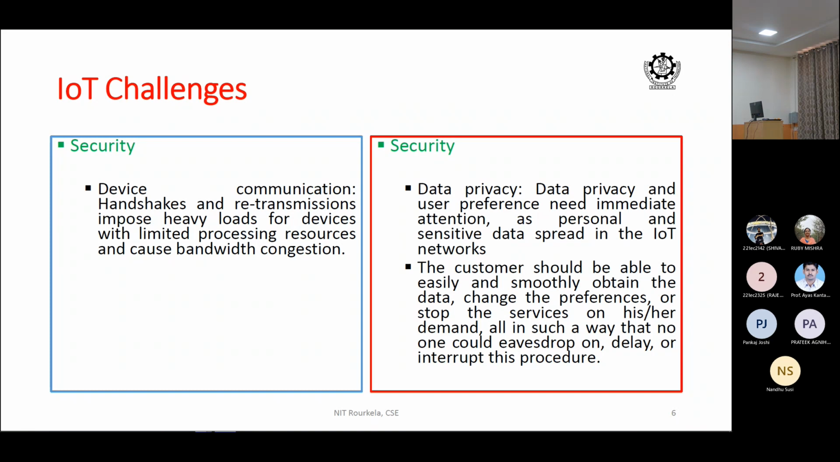I should be able to change the preference. I have some preference on my data. I say I have some data that no one can access, and later I want my data to be useful, so I want to share it, so I will change my preference. So I should be in a position to change those preferences, or stop the service. I can stop some service. I had owned some resources, and one fine morning someone decided that he is not going to provide any services. So everything should be done in a way so that no one could do eavesdropping, delay or interrupt the entire service.